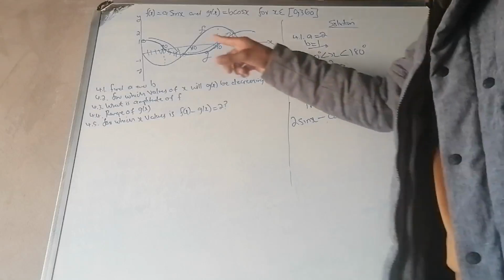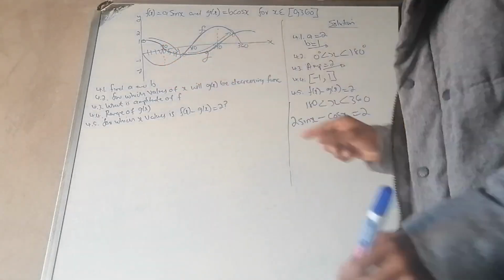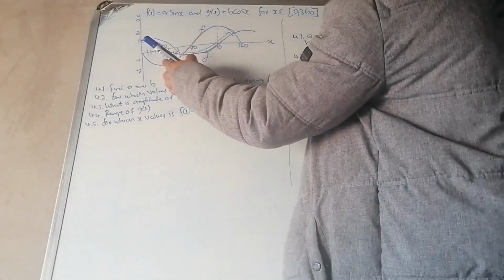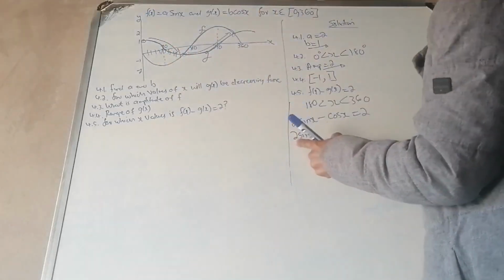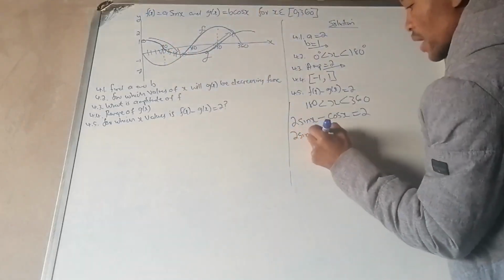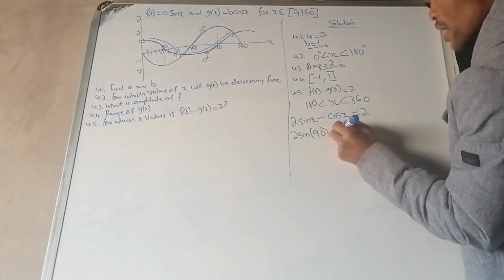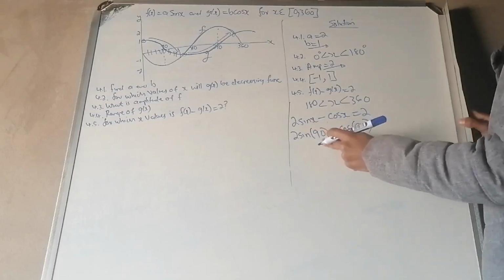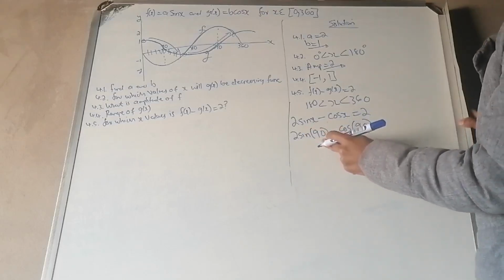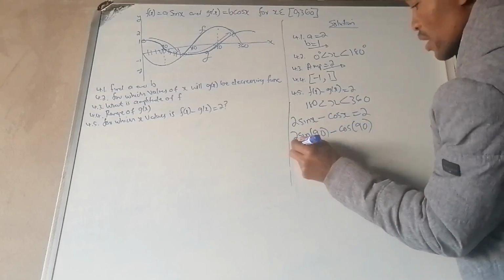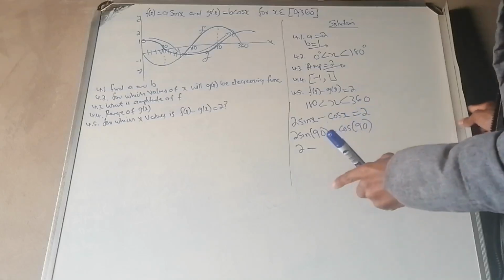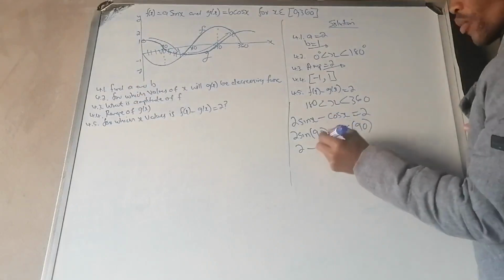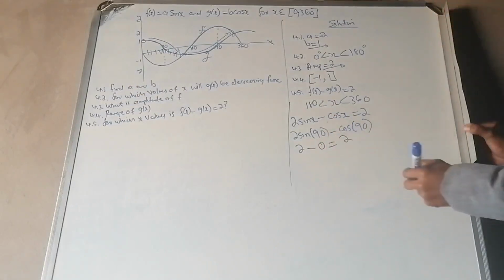Let us take 90 and we will see 2, because sin 90 is 1. 1 times 2 is 2. Taking 2 sin 90 minus cos of 90, 2 sin 90 is 2, minus the cos of 90 which is 0. It is 2 minus 0, which is 2.